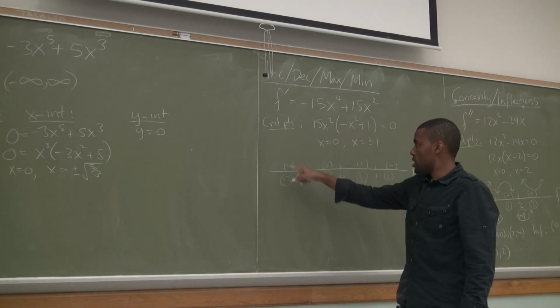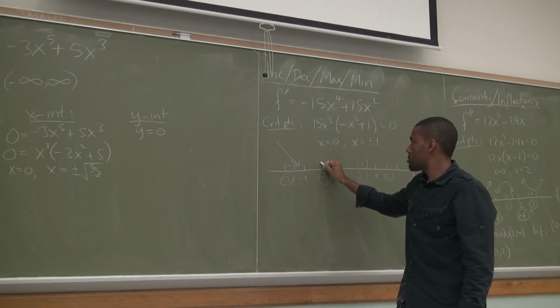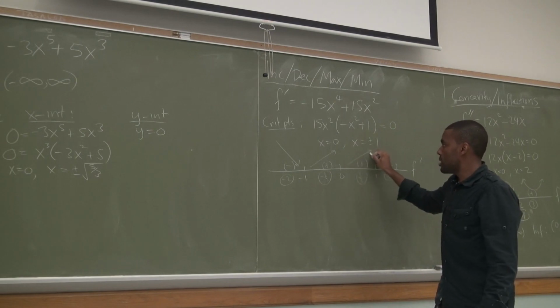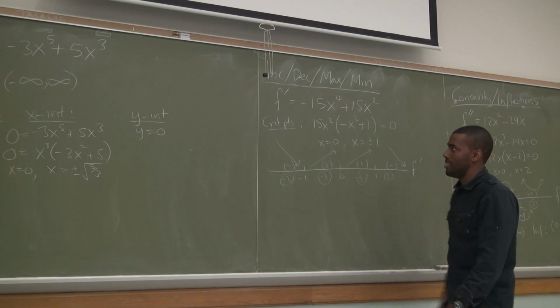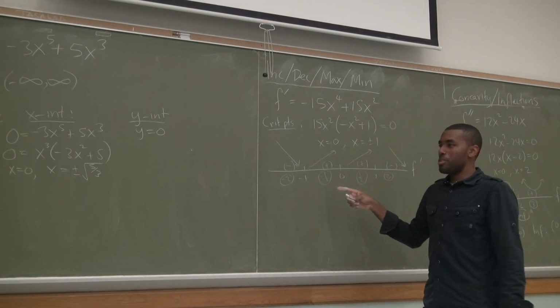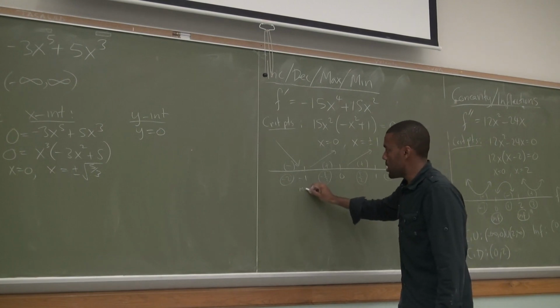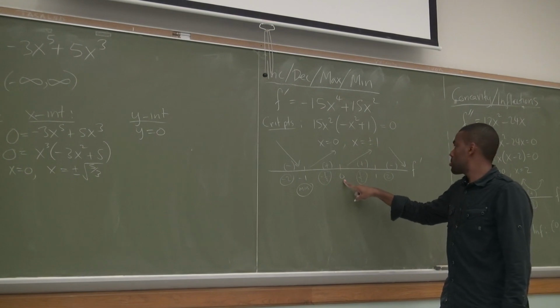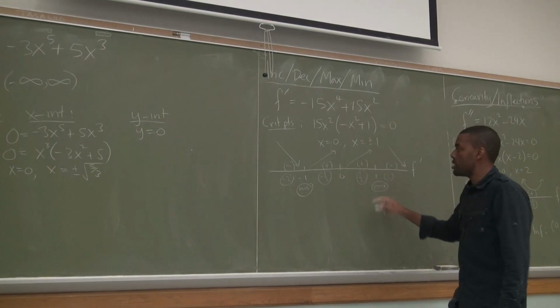So what does negative mean? It's going down: decreasing, increasing, still increasing, decreasing. Max or mins? There's a minimum here, and a max here. At 0 it's not a max or min.